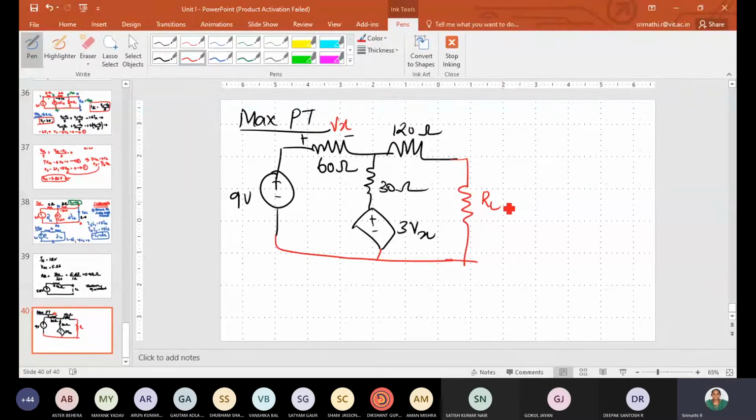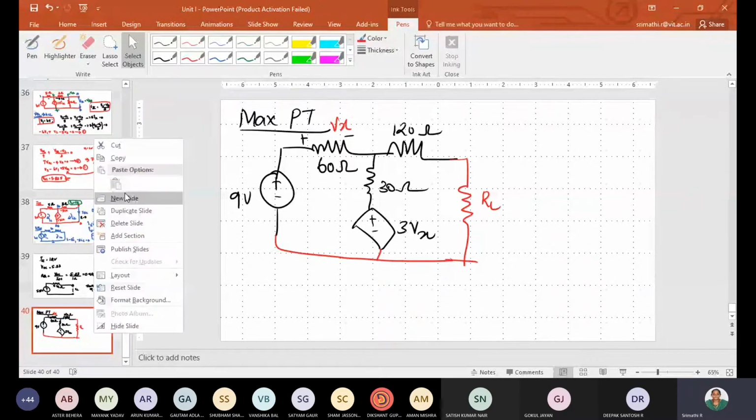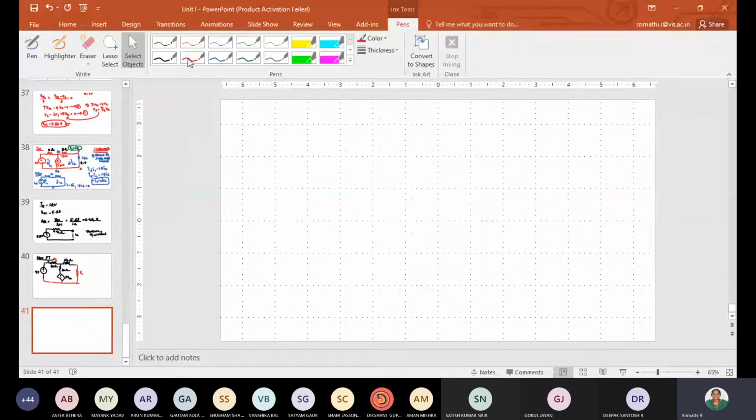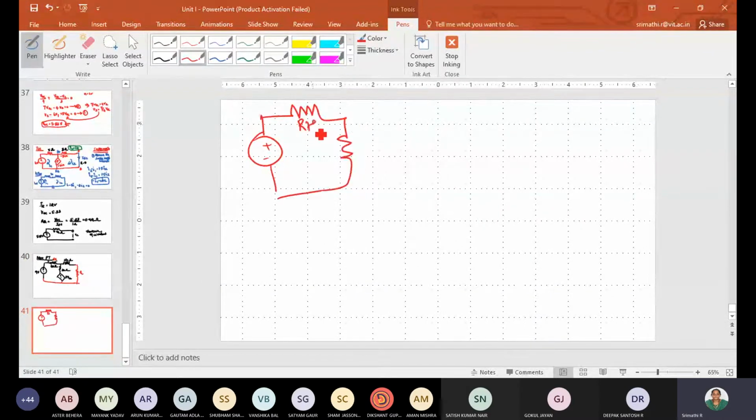So we know your Thevenin's equivalent circuit. How will your Thevenin's equivalent circuit be? You have a voltage source and two resistances, namely R Thevenin and RL. This is VOC or V Thevenin. So to find the current IL, your expression is IL is equal to V Thevenin upon R Thevenin plus RL.